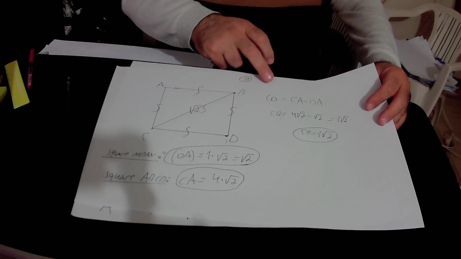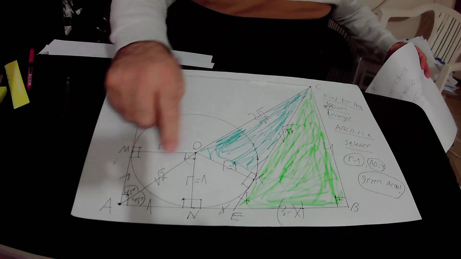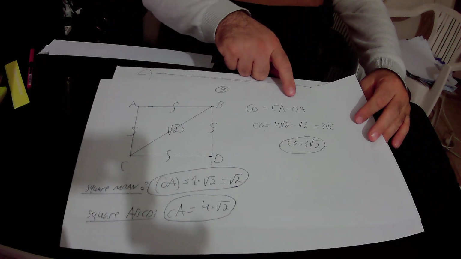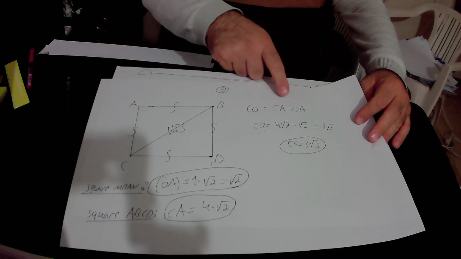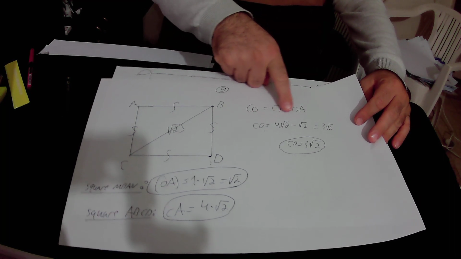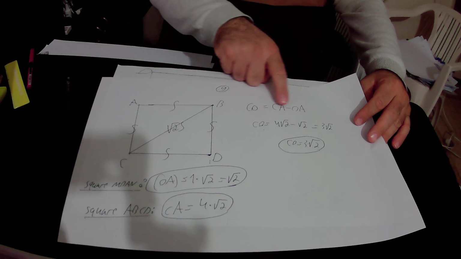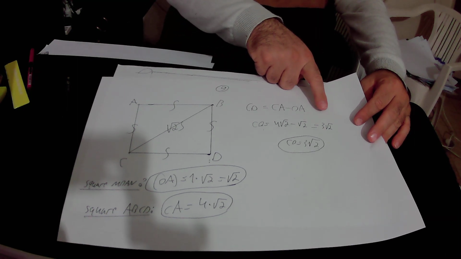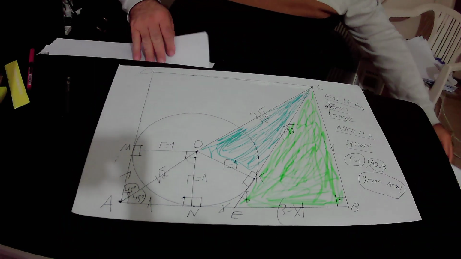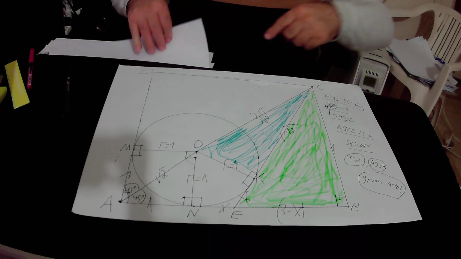And what is the value of CO? CO equals CA minus OA. That is to say, CO equals 4 times square root of 2 minus square root of 2. That is to say, CO equals 3 times square root of 2 units.